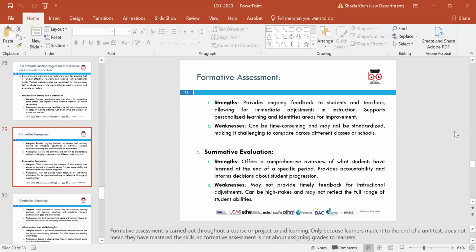The next one is formative assessment. Formative assessment is carried out throughout the course or project to aid learning, because learners having made it to the end of the unit test does not mean they have mastered the skills. So formative assessment is not about assigning grades to learners.